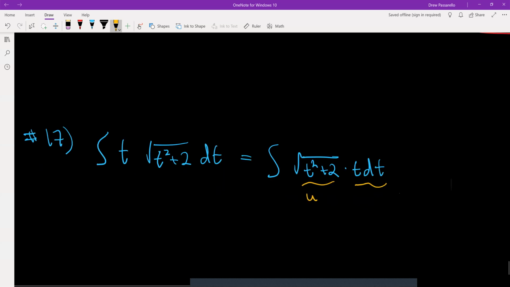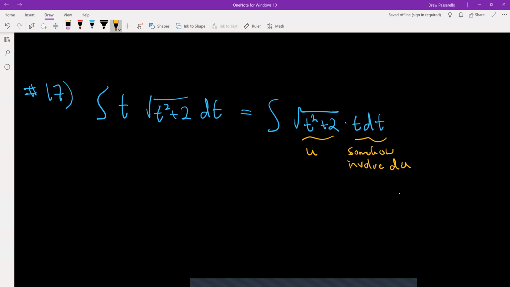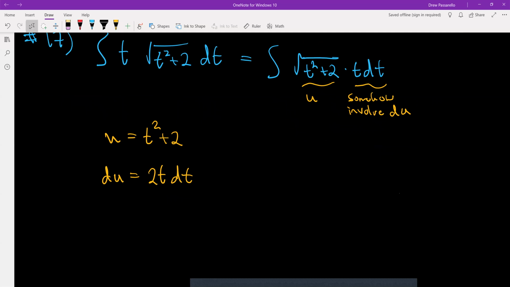The t dt, I want to substitute something involving du. So u is the t squared plus 2. Taking the derivative, I get du is equal to the derivative of t squared, that becomes 2t. And the 2 goes away because that's a constant. So it's really 2t plus 0, but that's 2t. And then remember to attach dt so that I have only stuff involving t on the right side.